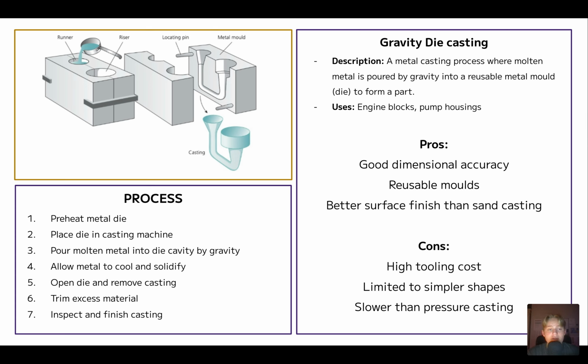So the process you need to describe in your exam would be preheating the metal die, at which point you would then place the die into the casting machine. So it has to be heated. Otherwise, the metal will simply cool and not fill the mold entirely. Then you'd pour the molten metal into the die, cavity by cavity, at which point you'd then allow the metal to cool and solidify within the mold, and open the die to remove the casting and trim any excess material off, as well as inspecting and finishing the cast.